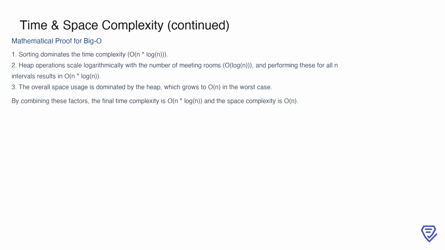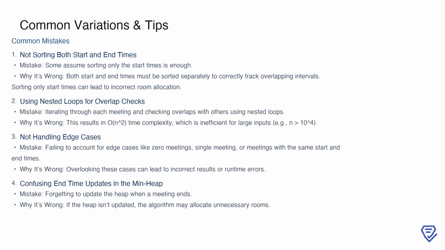Therefore, the final space complexity is O(n). These combined factors confirm that our approach is both time and space efficient, making it well suited for solving this problem in practice. When solving Meeting Rooms 2, there are some common mistakes that can lead to incorrect results or inefficiencies.